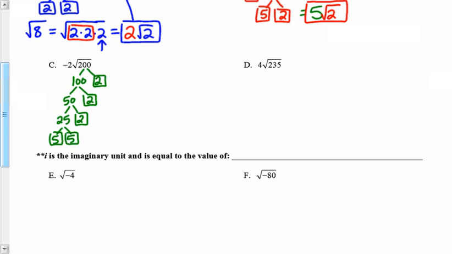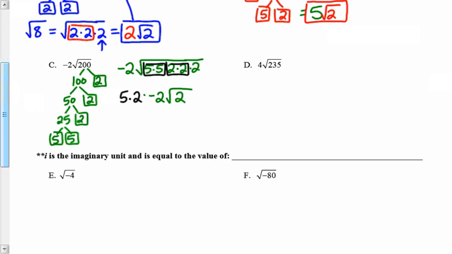Okay, so when I rewrite this, I'm going to remember that there's a negative 2 already out in front. And then I have 5 times 5 times 2 times 2 times 2. So I have two pairs in this particular case. I have a 5 and a 2. So the 5 and the 2 go out in front. But remember, there was already that negative 2 out in front. And then I have the lone 2 that's left under the radical.